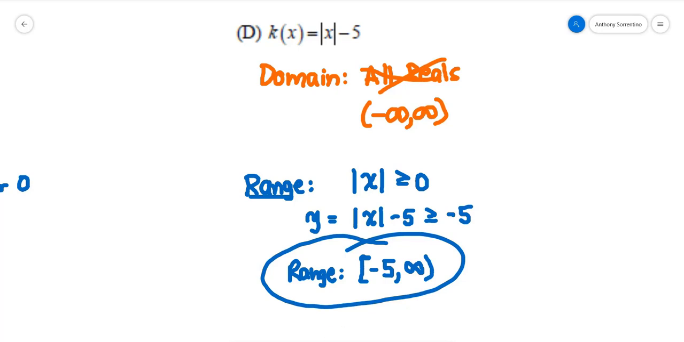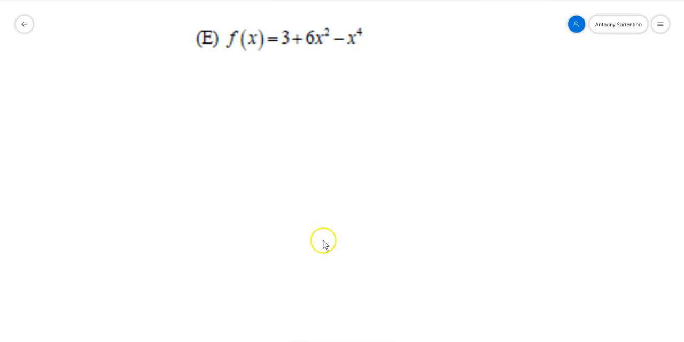And for the last one, we have this. Now, I don't see any x's in denominators. I don't see any x's underneath square root symbols. So my domain is all real numbers.